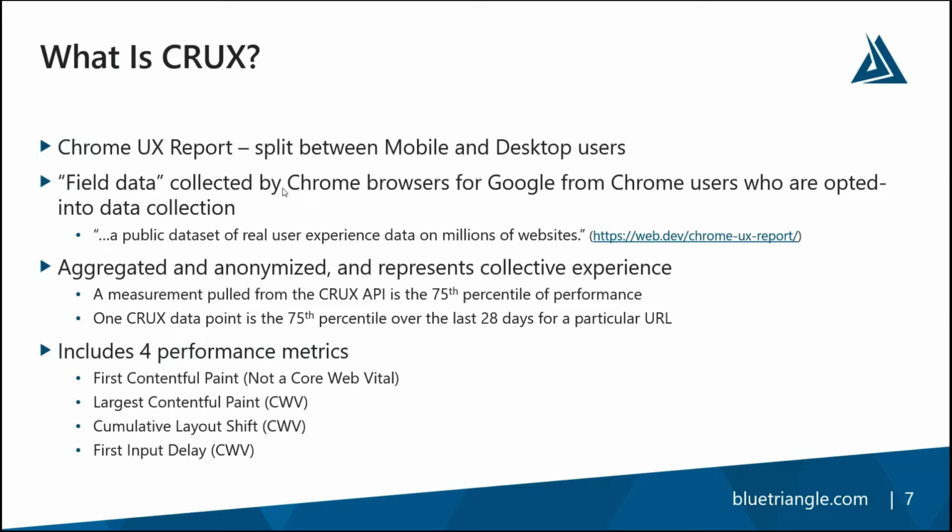So we've talked about core web vitals briefly. These are just the ones that Google has identified as important for website ranking. First contentful paint is not on that list of core web vitals, but they've included it in CRUX for whatever reason. So you're actually able to include it on the CRUX competitive report that we're building out right now.